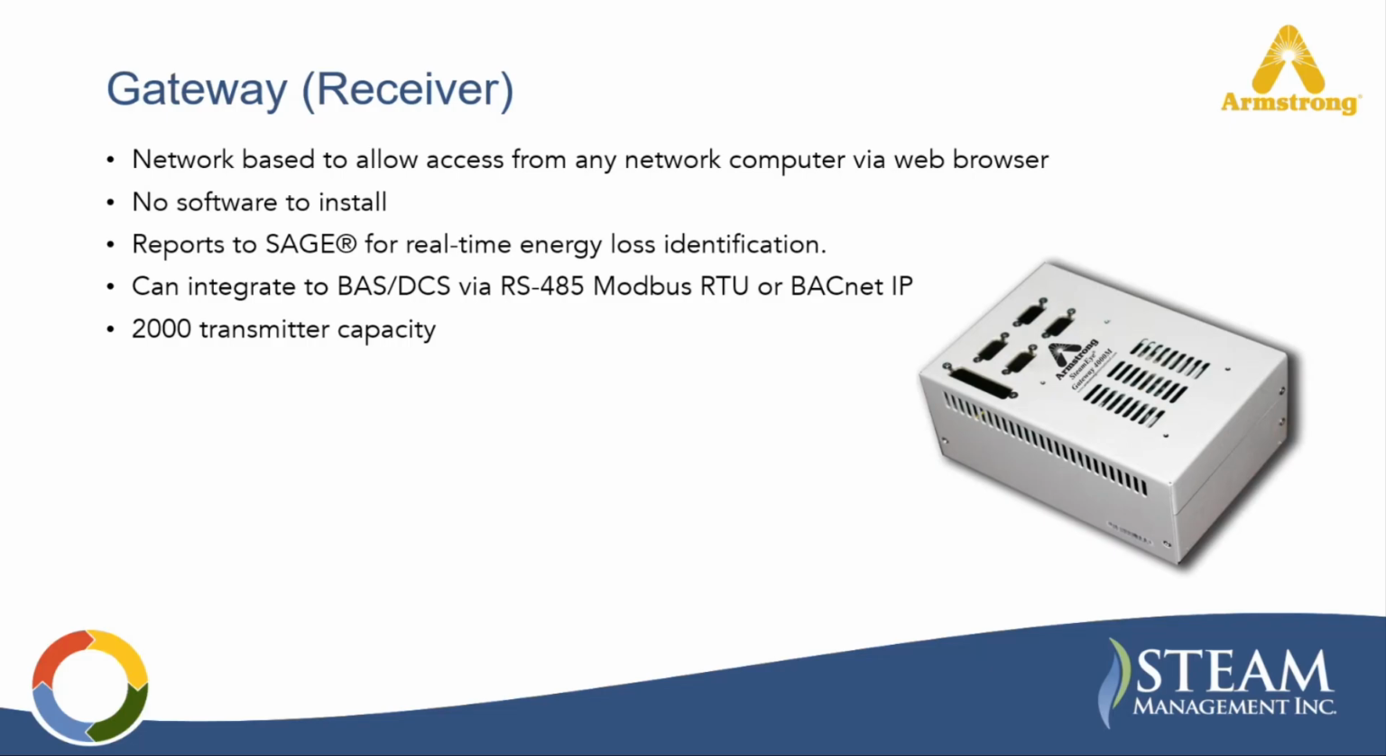The gateway can also communicate information directly into an existing facility's system using protocols such as Modbus and BACnet, allowing integration into BAS and DCS platforms. In addition, the gateway can communicate with Sage, Armstrong Steam Trap Management Platform, to automatically calculate real-time energy and monetary losses associated with failed traps, giving more visibility into what those actual impacts are for traps that are failing. Each gateway can support up to about 2,000 transmitters, allowing even large facilities to be monitored through a single system architecture.